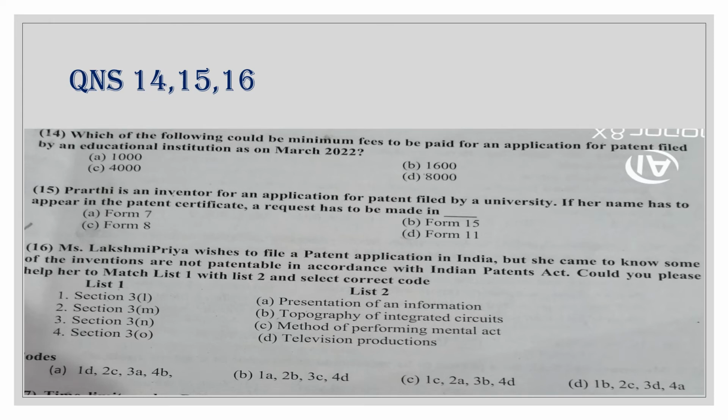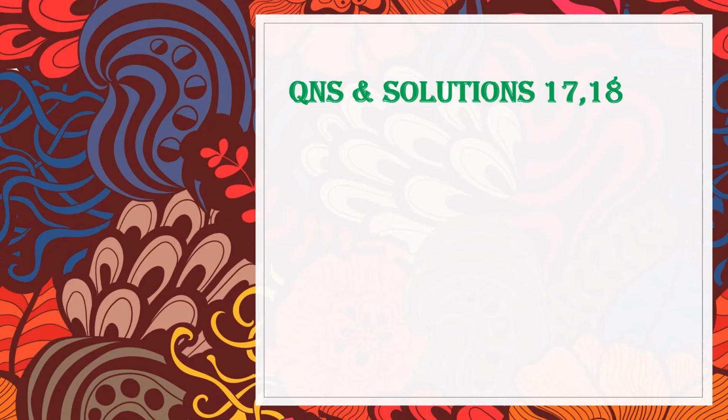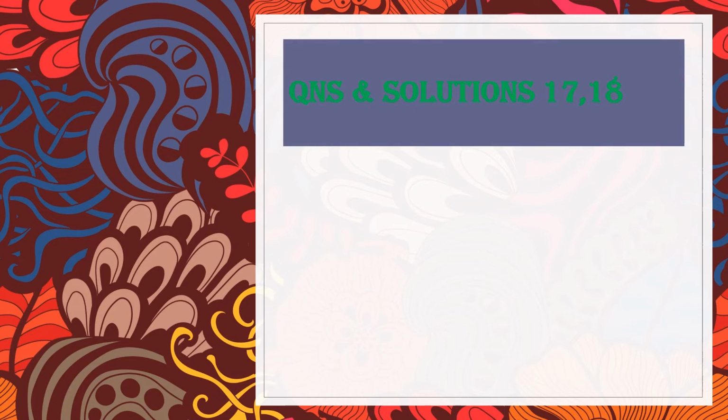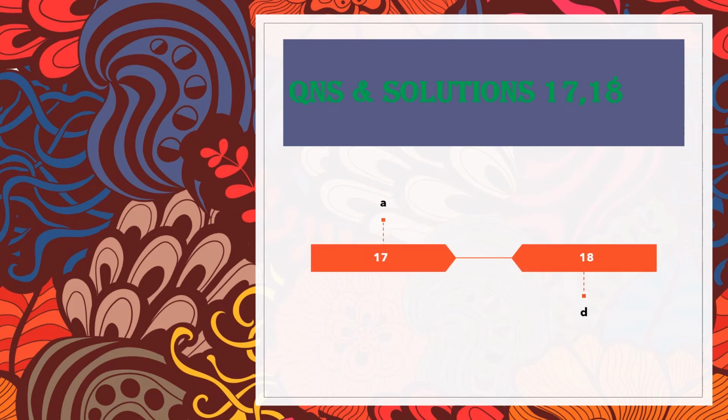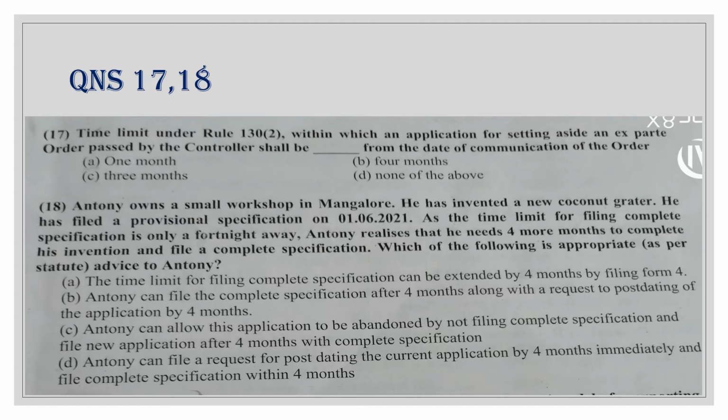Fine. So I hope all these questions and the correct options and the analysis are clear now. Fine. Let us proceed. Questions and solutions to 17 and 18. So correct option to question number 17 is A and correct option to question number 18 is D. Let us find out for those questions.